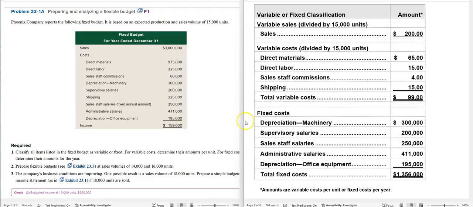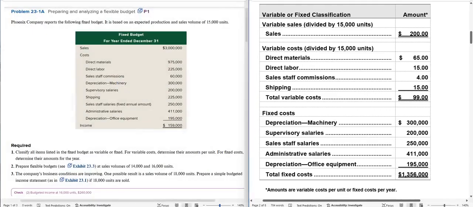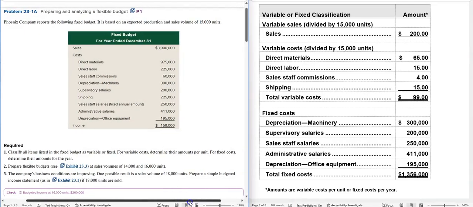So the first thing we're going to do is classify each of these items on their budgeted income statement as variable or fixed. And for the variable costs, we will then need to determine their amounts per unit. That's information we will need to prepare a flexible budget. For fixed costs, we will determine their amounts for the year.